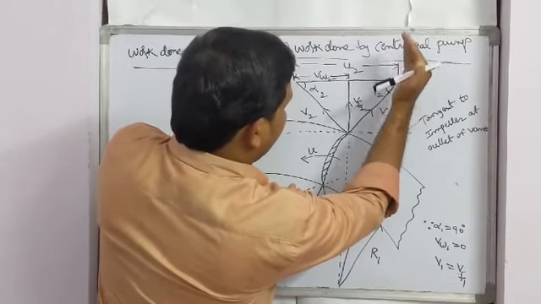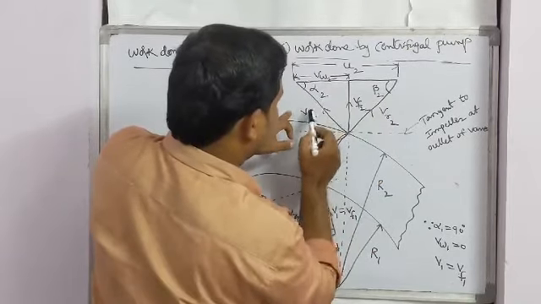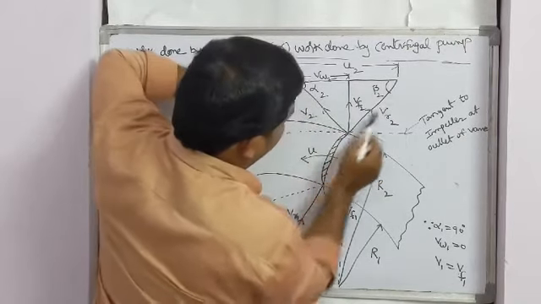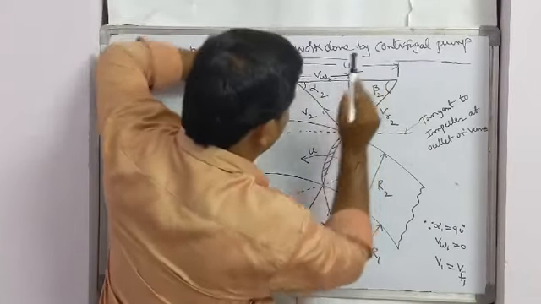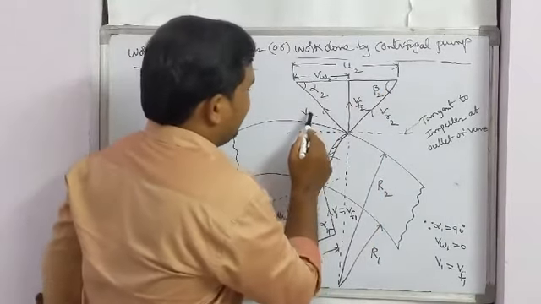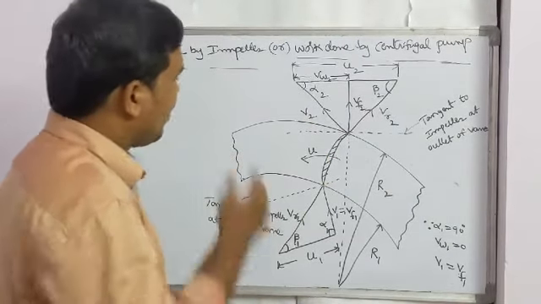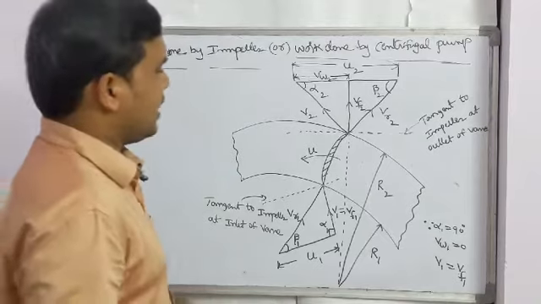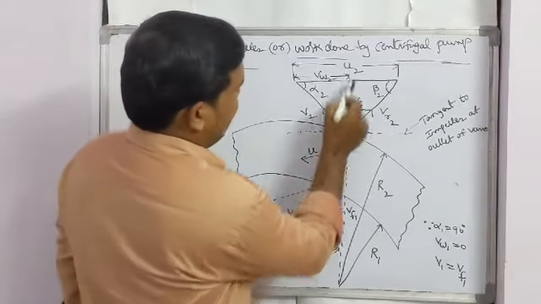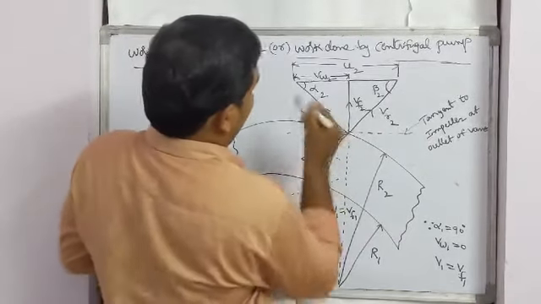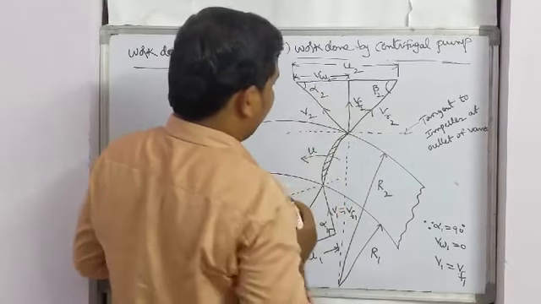Many times I have discussed V2, VR2 and U2 in the same triangle. V2 is there, VR2 is there, and the total horizontal component is the blade velocity U2. Then the absolute velocity has two components. One is a horizontal component, that is the whirl component, and another is a vertical component, that is the flow component. This horizontal part is called the whirl velocity.